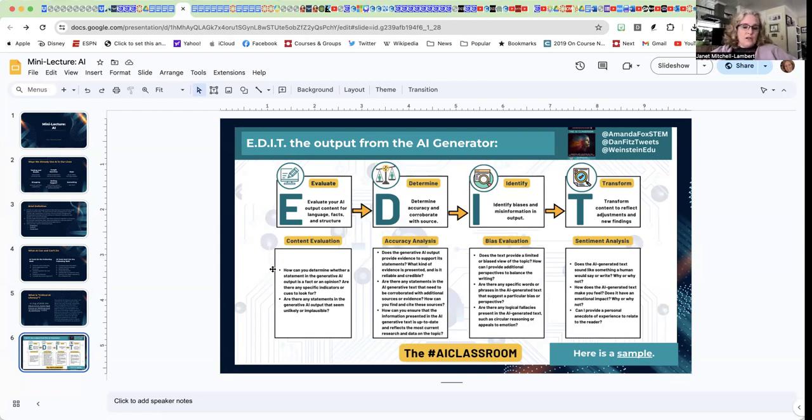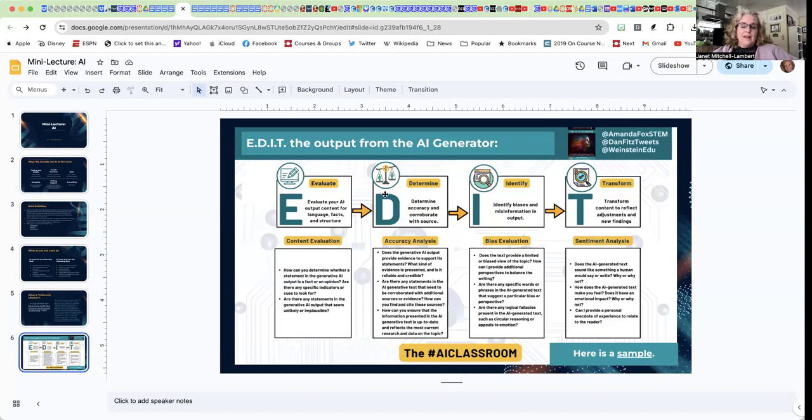So some questions to look at: how can you determine whether a statement in the generative AI output is a fact or opinion? Are there specific indicators or cues to look for? And I will tell you, when I was suggesting Perplexity AI, that particular tool has background resources that you can actually look up, and that is really important. Are there any statements in generative AI output that seem unlikely or implausible? So does something seem like it could not be true? And if so, you should be looking up a little bit further, and we'll talk about that a little bit more.